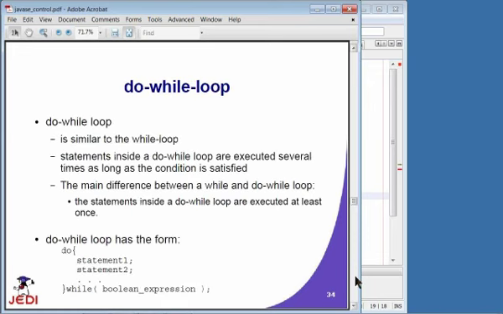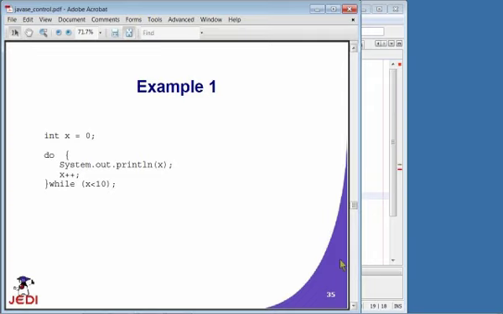Do while is similar to while loop. The only difference is that in do while case, you're going to execute this block of code first, and then you're going to see whether this Boolean expression is true or not. So when you're using do while, you always execute this block of code at least once. Okay, so here this statement will be executed first.